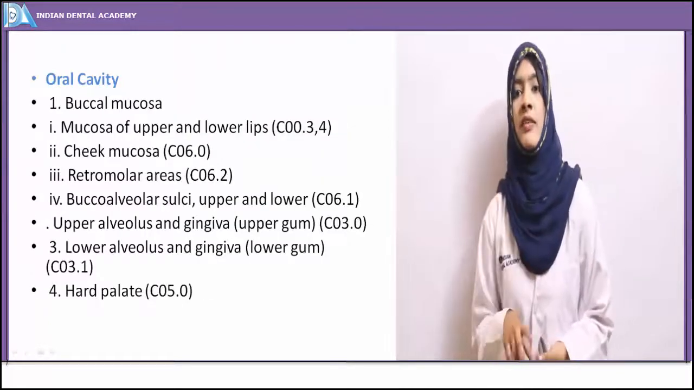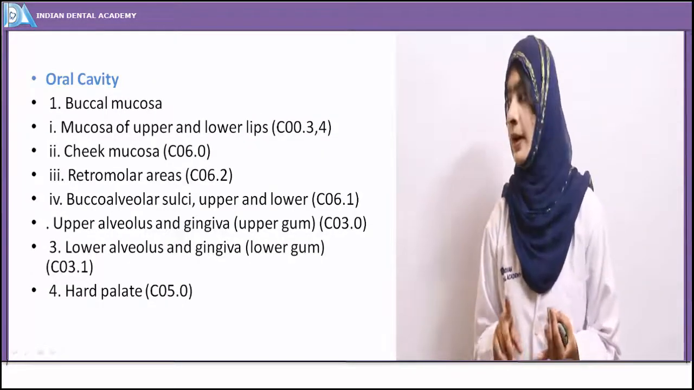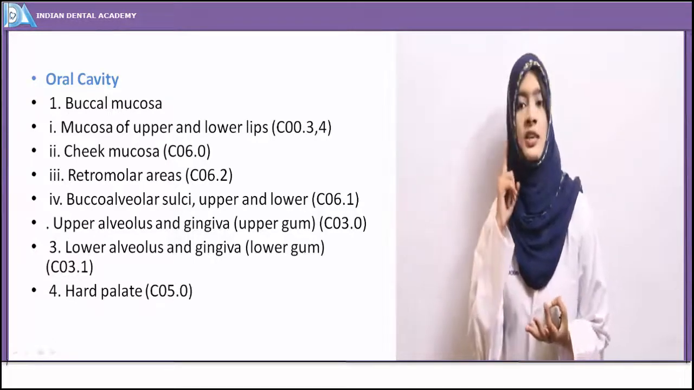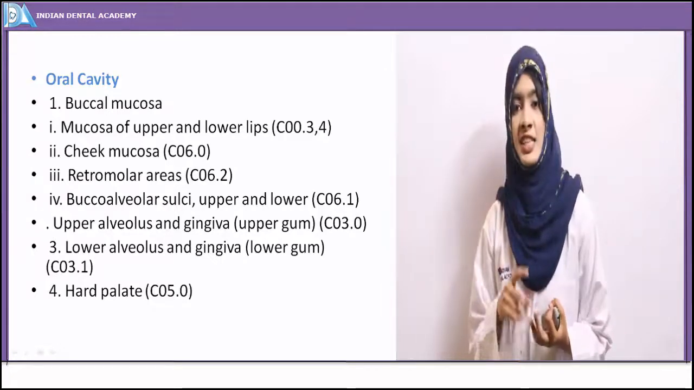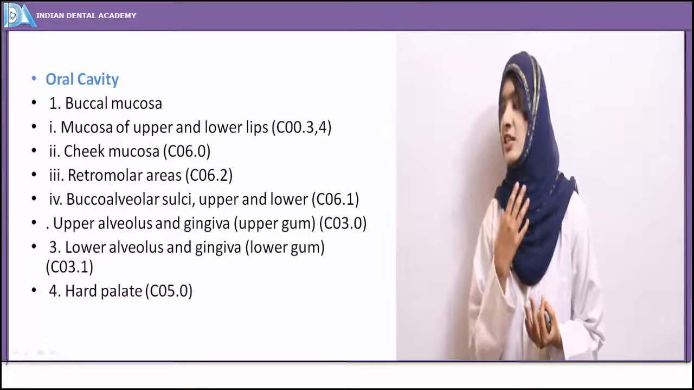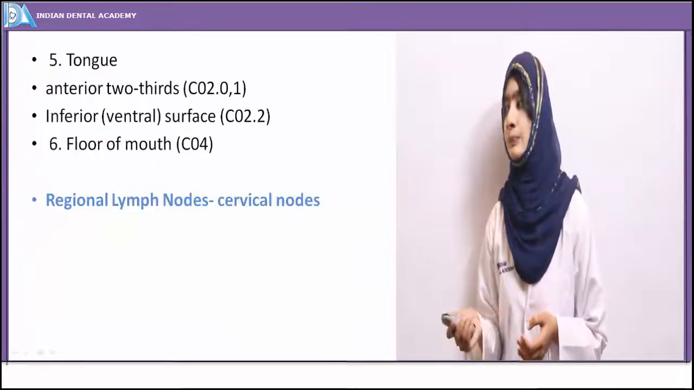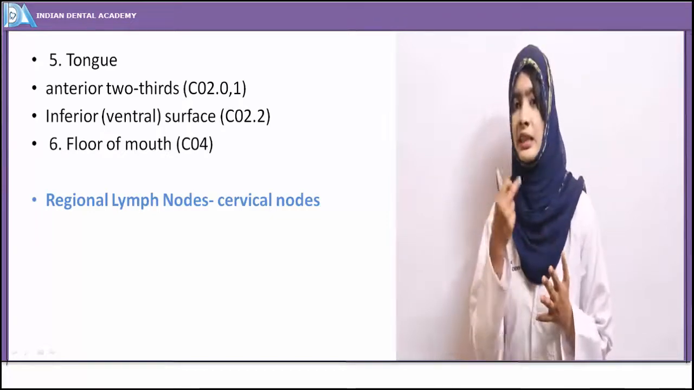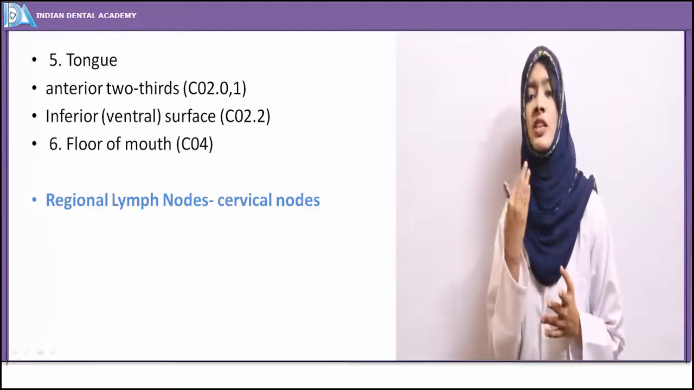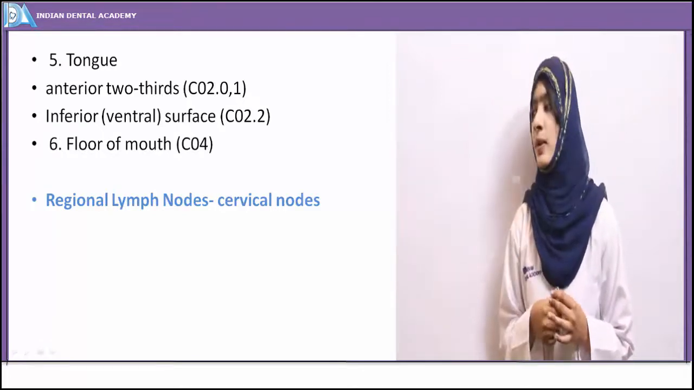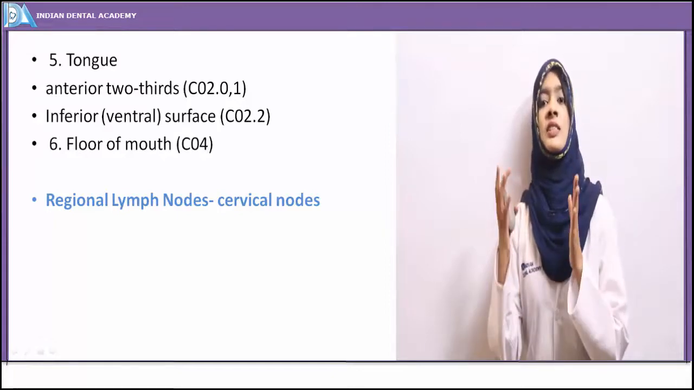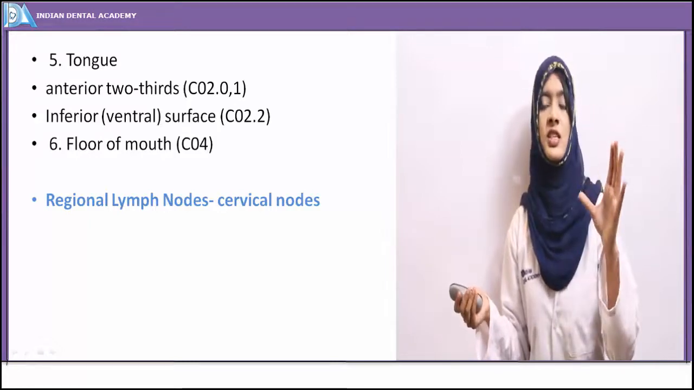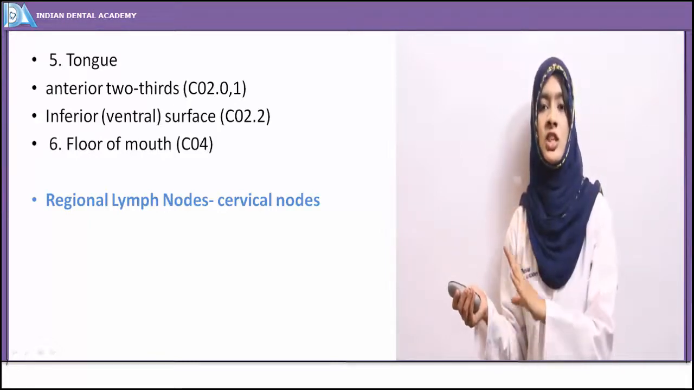And among the oral cavity, we can classify the carcinomas in the buccal mucosa, in the mucosa of the upper and lower lips, the labial mucosa, the cheek mucosa, the retromolar areas, the buccoalveolar sulcus, the lower alveolus and gingiva, and even the hard palate. We can also classify the carcinomas seen in the tongue, either the anterior 2/3 or the posterior 1/3, or the inferior or lateral border of the tongue, and even the floor of the mouth. These were the anatomical sites. Then we'll see what regional lymph nodes are involved. To classify, we consider the site first, then the level at which the regional lymph node is involved.